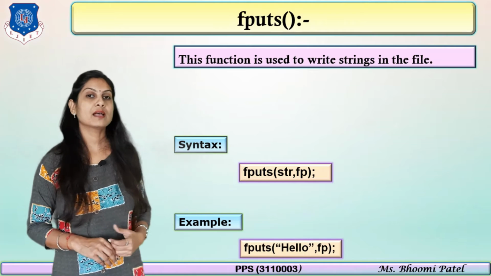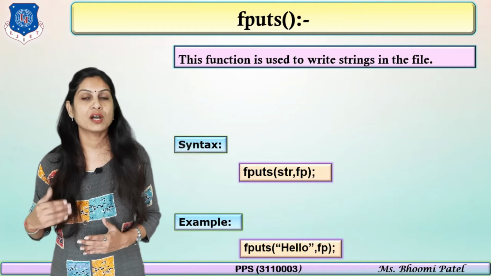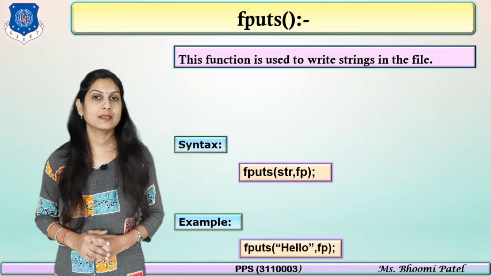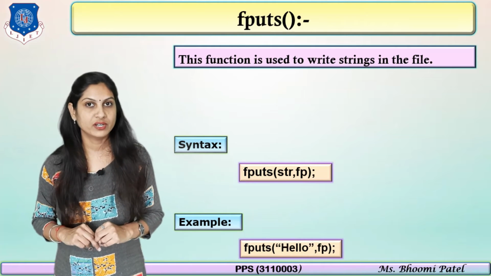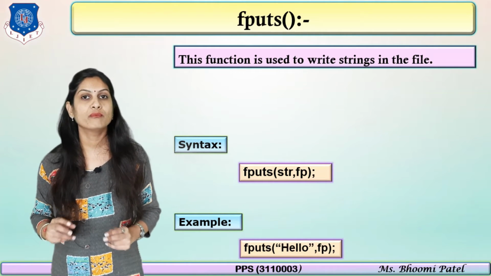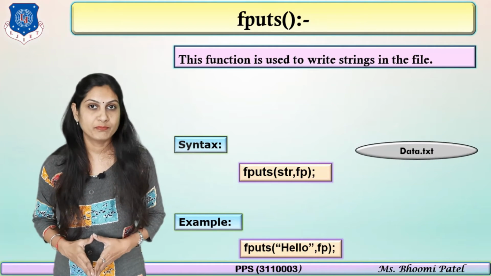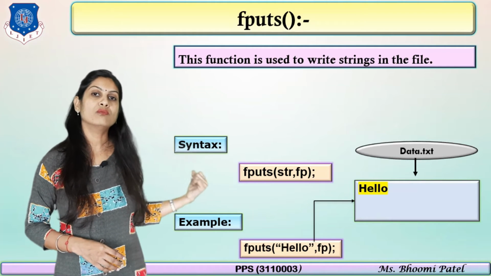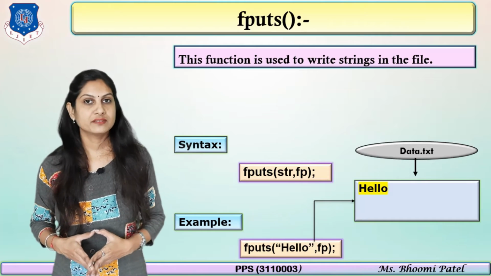Let's see the example. fputs, then here I specify the string that you want to write in your file. I have taken a simple string, hello, always in double quotes because it consists of multiple characters, and then the file pointer, suppose fp, which points to data.txt. So the word hello will now be written in our text file, data.